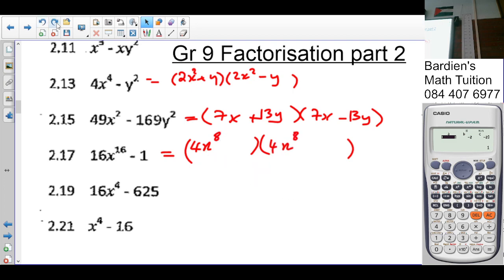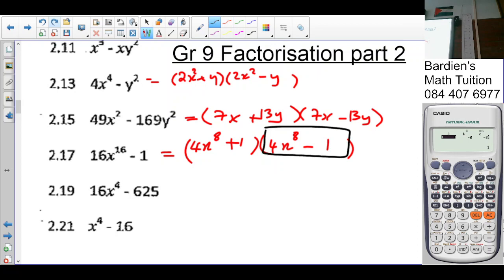Okay. That's number 1. Then 1 must be plus, 1 must be minus. Square root of 1 is 1 and 1. But if this was given to you on its own, can't that be factorized? Yes. So it will be factorized further. So this here, which is 4x^8 plus 1, nothing happens to that, but it must be multiplied by 2x plus 1, 2x minus 1.